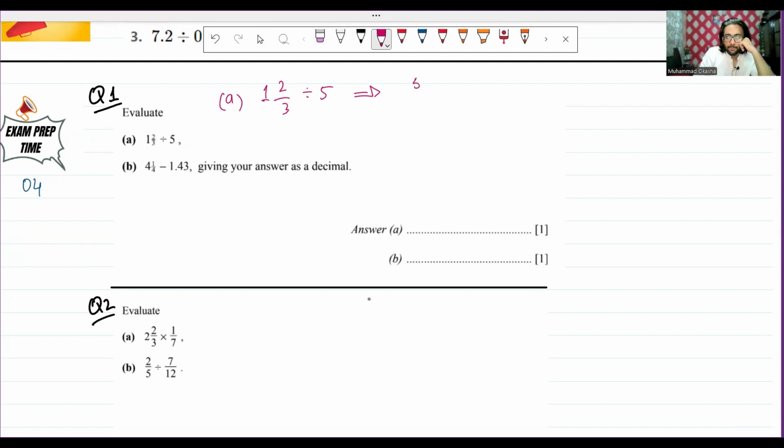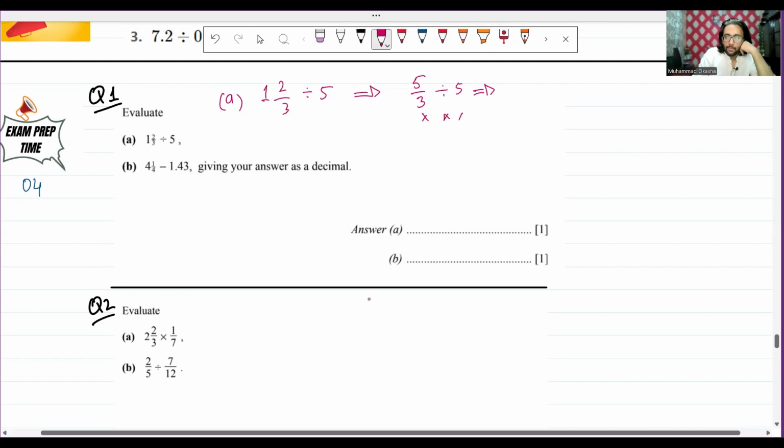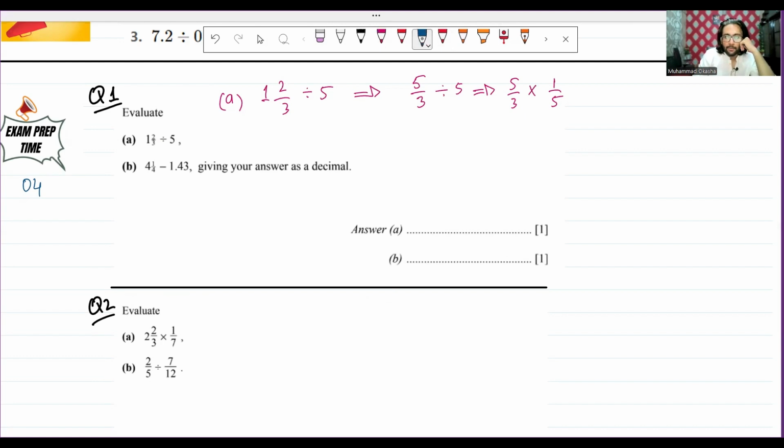So 5 divided by 3 divided by 5. Remember the keep, change and flip rule. So I'll keep the 5 divided by 3, I'll change the sign and I'll flip to 1 over 5. Okay, so I think I can cancel out 5 on both sides. 5 ones are 5, so I'll be just left with 1 divided by 3 is my answer for the first bit. Second, 4 1 by 4 minus 1.43.